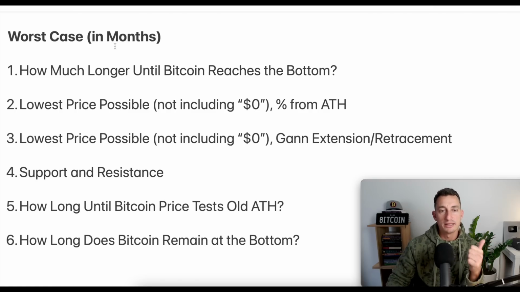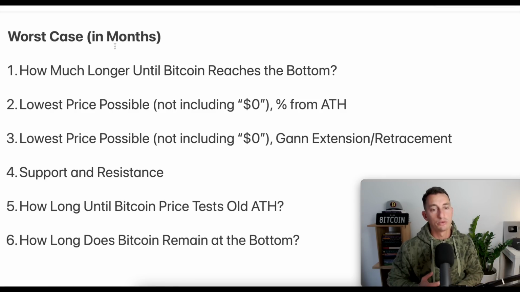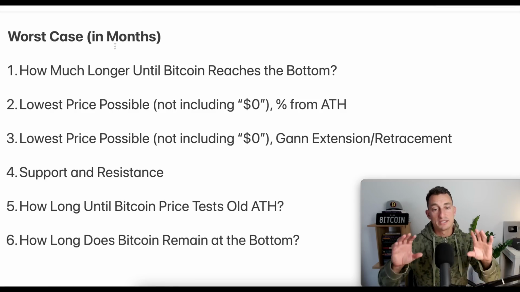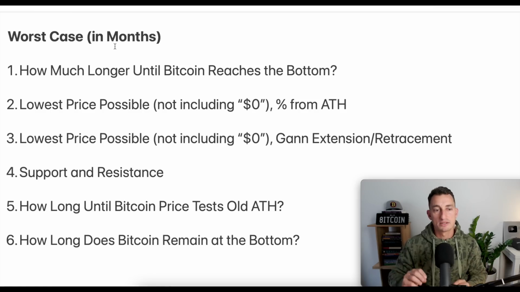How much longer until Bitcoin reaches the bottom? Lowest price possible, not including zero. Of course, it can go to zero in terms of a percentage from the all-time high. So some simple ones. And then we'll look at lowest price possible, not including zero, using Gann extension and Gann retracements, and then also support and resistance levels. We want to see in terms of the price if we get any sort of clusters, because that's going to give us a more definite or more significant price to look at.